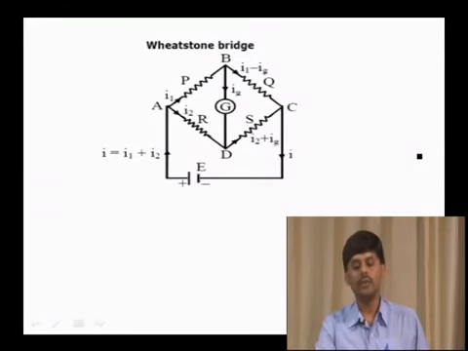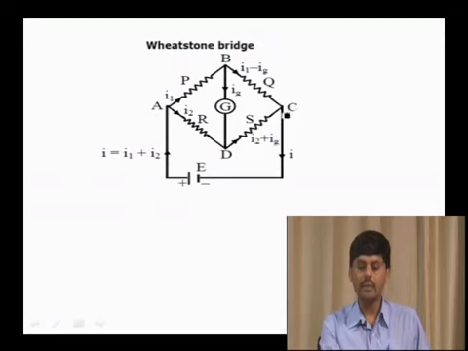Now we will move on to a very important concept, called the Wheatstone bridge or Wheatstone network. This Wheatstone bridge consists of 4 arms, P, Q, R, S. These arms are connected in the form of a quadrilateral ABCD. The sides A and C are connected to the source of EMF or a battery, and the terminals B and D are connected to the galvanometer. This is the diagram.